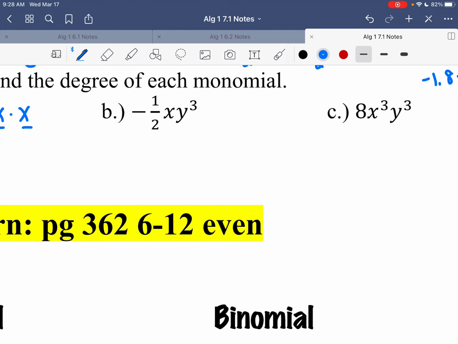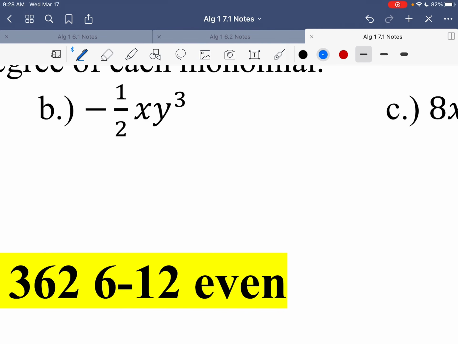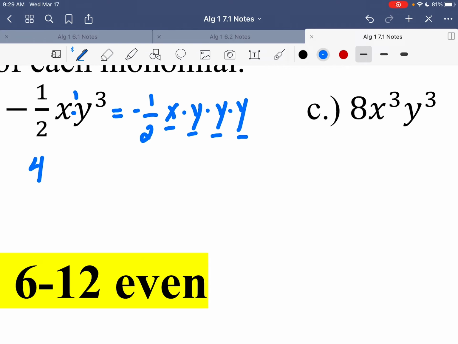The degree on this one, we have negative 1/2 x times y to the third. The degree on this one would be 4. Because if I was to write this out longhand, we'd have x times y, 2, 3. I end up with 4 variables, 1, 2, 3, 4. 3 from the y and 1 from the x, because there's only 1 x there.